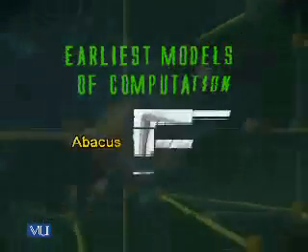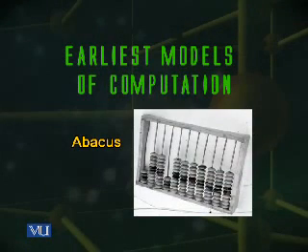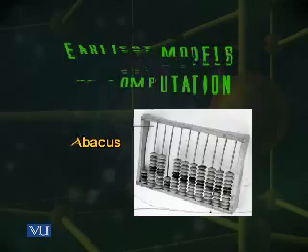the next stage in human history of computing devices is called the abacus. The abacus was a next device, and here's a picture of a typical abacus. Abacus were discovered in Mesopotamia and also in China, and they are pretty old.